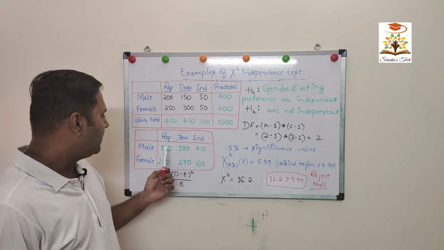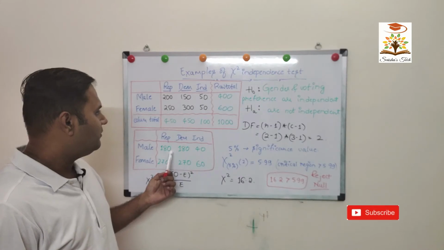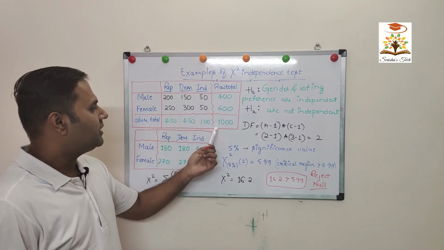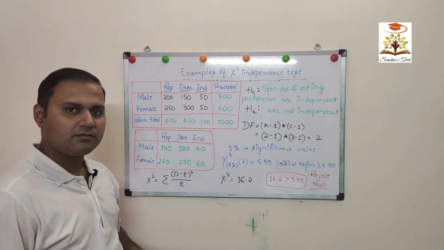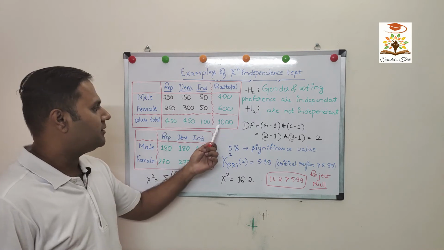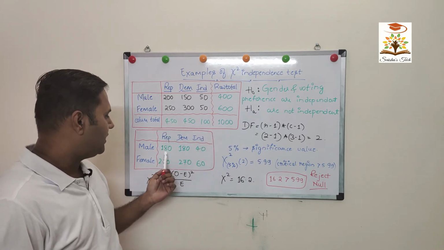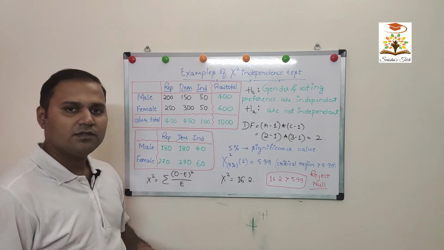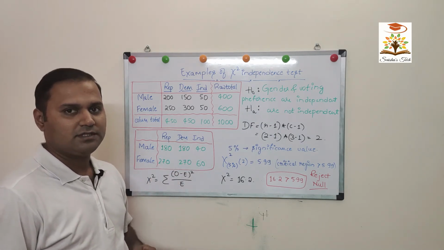Now, to calculate the expected values, we have the formula row total into column total divided by grand total, that is equal to 400 into 450 divided by 1000, which is equal to 180. Similarly, we have calculated all the expected values for each of the observations.